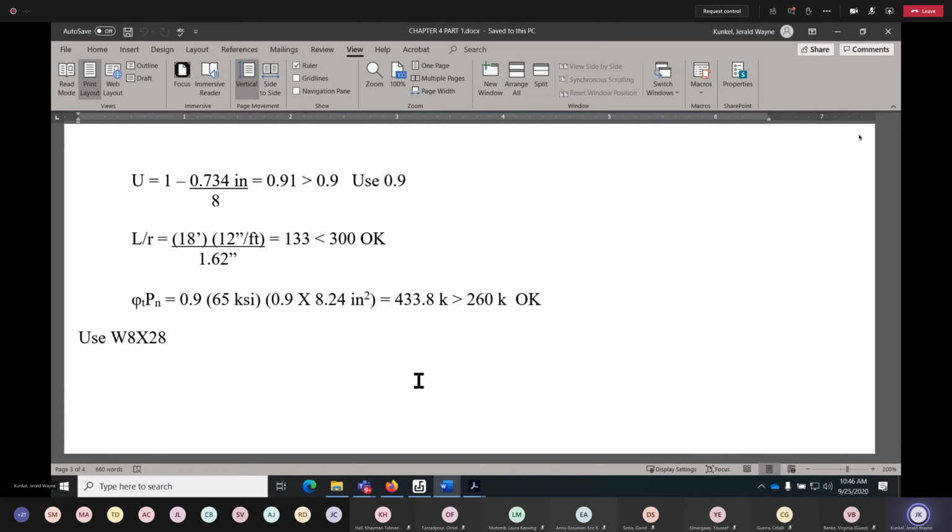So the design involves finding the area that we need. Once we find the area that we need, then we can find the U factor based on the connection properties of the member, and then from that we'll check the nominal strength based on the gross area and based on the net area.